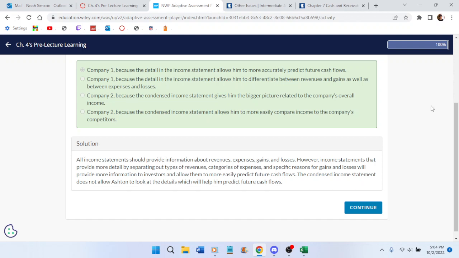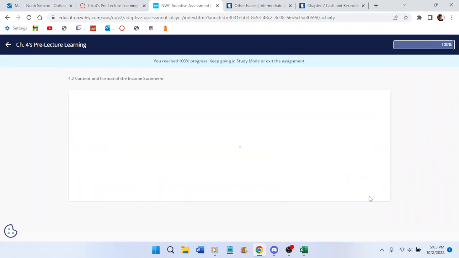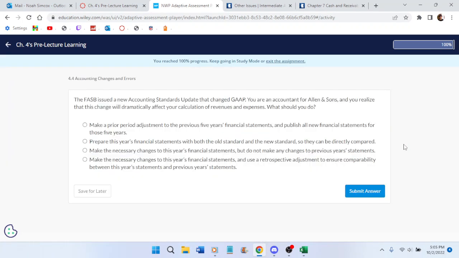All income statements should provide information about revenues, expenses, gains, and losses. However, income statements that provide more detail by separating out types of revenues, categories of expenses, and specific reasons for gains and losses will provide more information to investors and allow them to more easily predict future cash flows. It's hilarious. I think some of these questions weren't even asked the first time around.